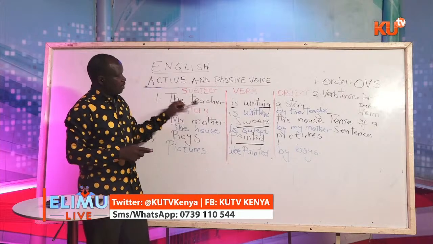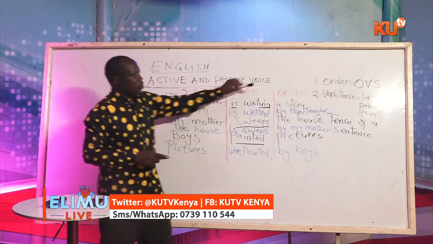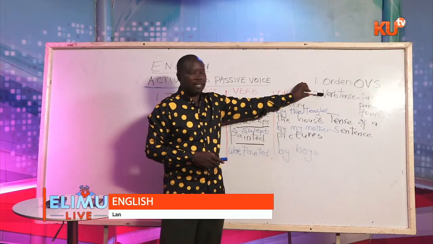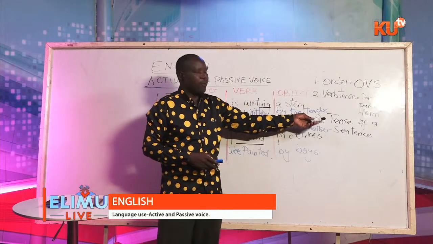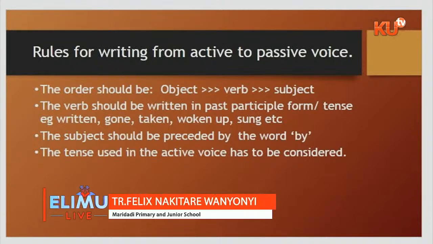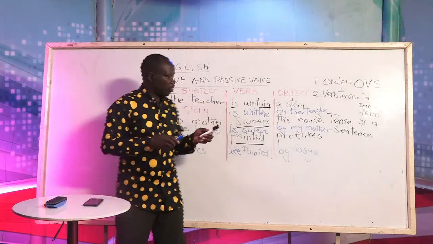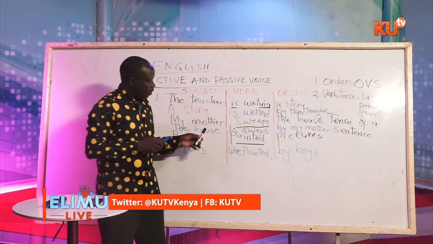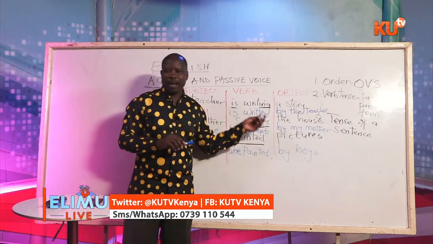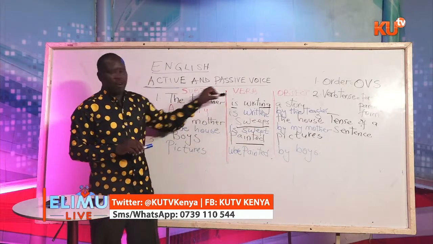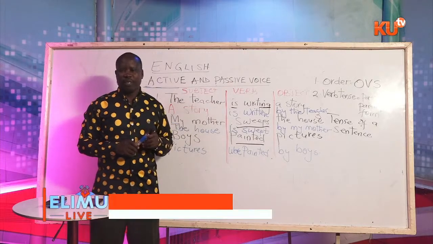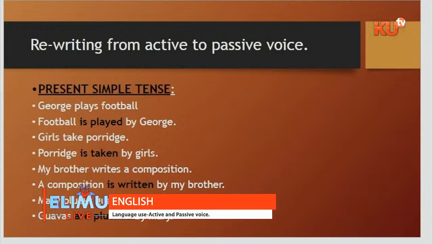So as you change your sentence from active to passive voice, ensure you remember these 3 rules. Rule number 1, the order. Rule number 2, the verb must be written in past participle form. And rule number 3, you must consider the tense of each sentence. And before I finish, I will give the breakdown of the helping verbs that we use in each of these different tenses. Now, on the screen, I want us to look at some more examples of sentences that have been changed from active to passive voice, so that we have more examples.